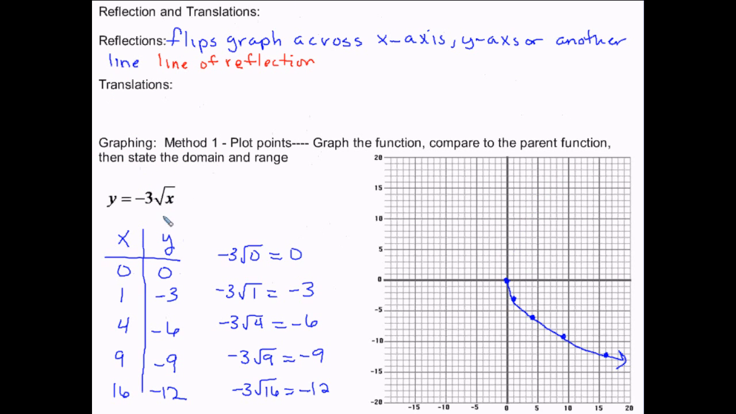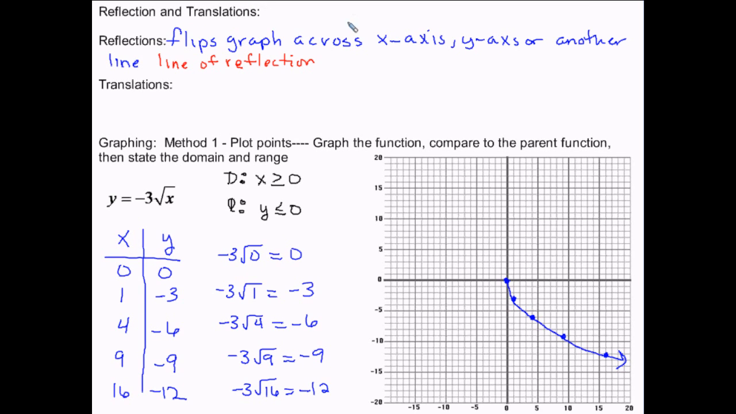But when we reflected, all of our x's are still greater than 0. I still can't plug in anything less than 0 under the square root. So my domain is still x is greater than or equal to 0, but this reflection changed my range. My y's aren't greater than 0 anymore. My y's are now less than or equal to 0. So when I reflected that, I reflected my range as well. I changed my range to being less than or equal to 0.